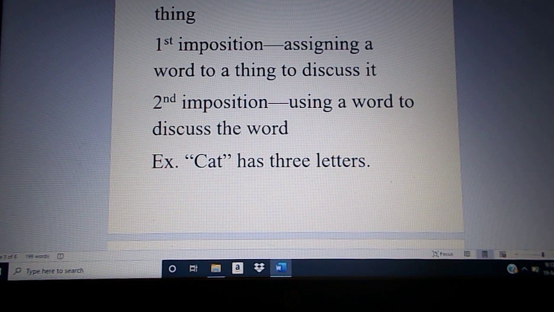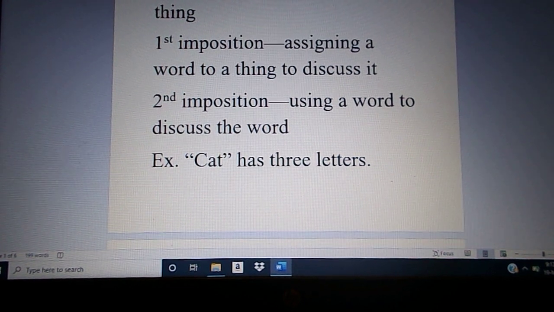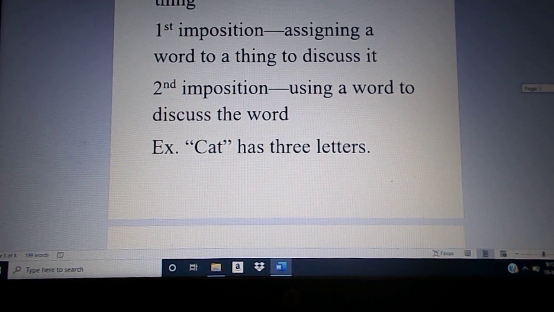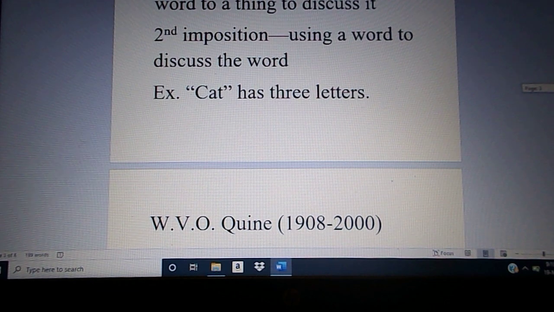But in essence, that's how language develops. That's how language comes to us. And what Ockham establishes pretty much is going to hold true to us down through the ages.